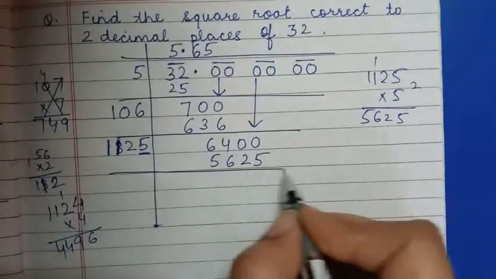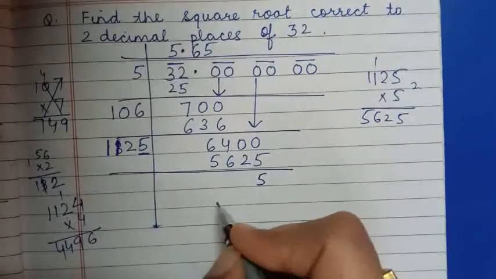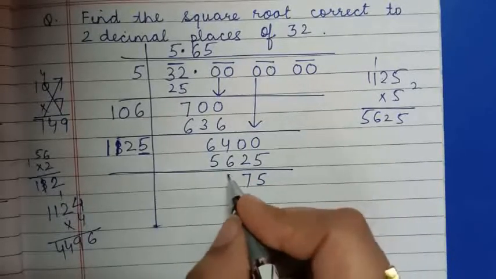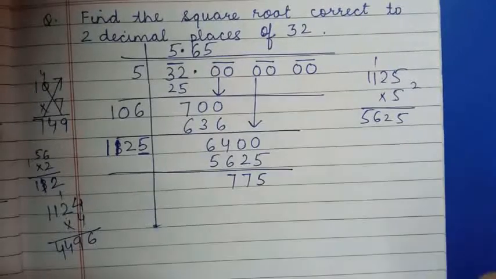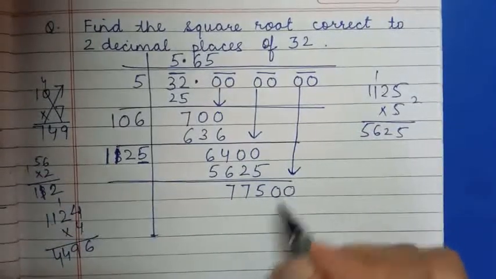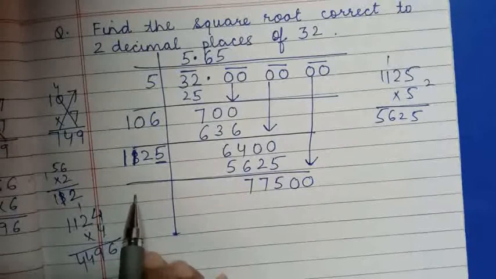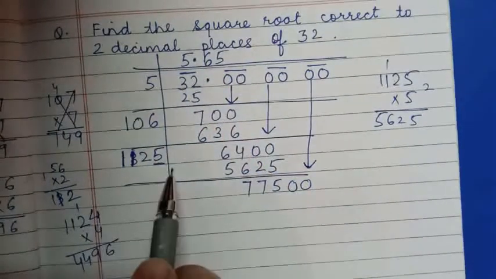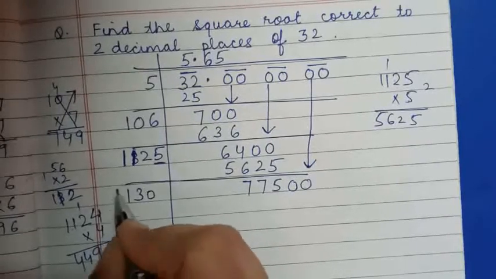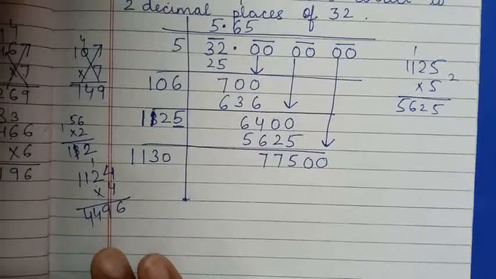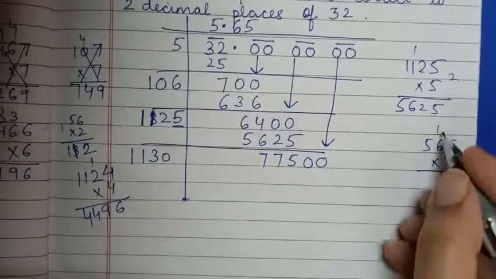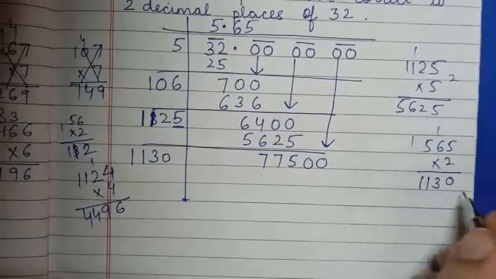Correct? So 10 minus 5 is 5, 9 minus 2 is 7, 13 minus 6 is 7 again, and 0. Now we will copy the next pair, that is 00. Now what do we have to write here? The double of 565. You can multiply 565 by 2 and you get the answer. 2 5s are 10, 2 6s are 12, 113, 2 5s are 10, 1 11, 1130.